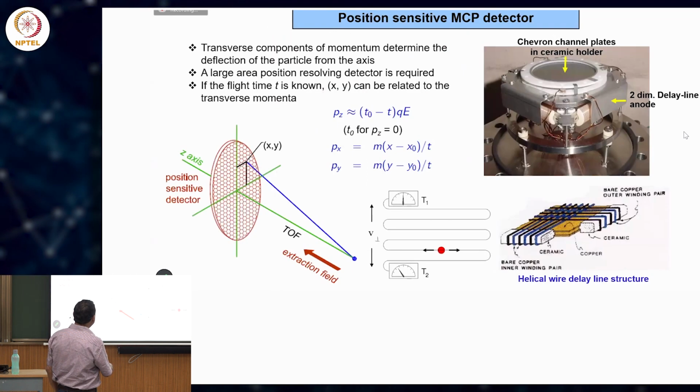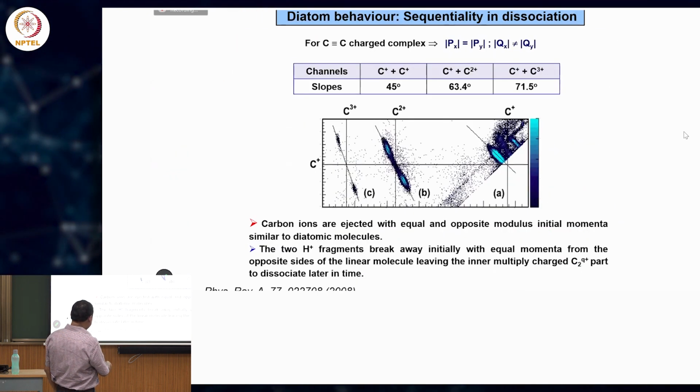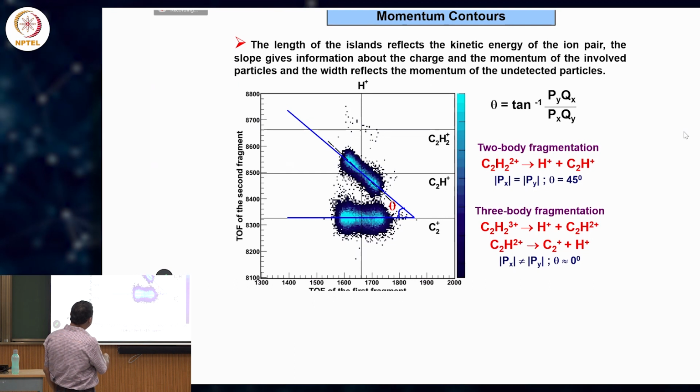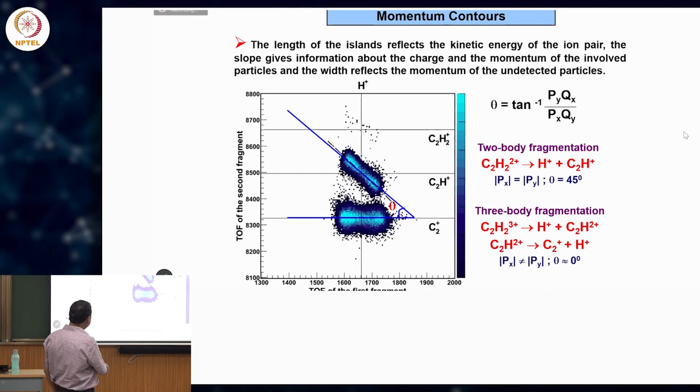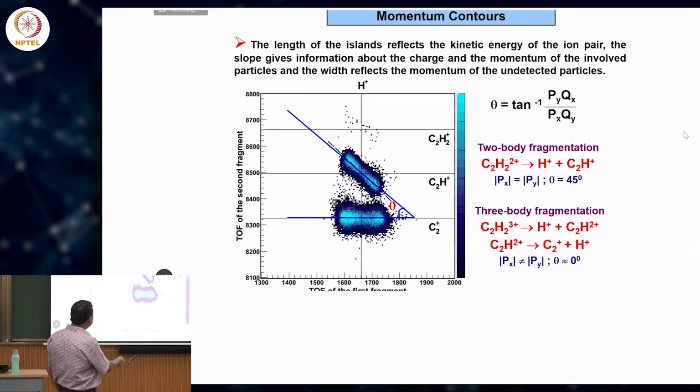Now you come back over here, and this also gives you a kinetic energy release. So there is a kinetic energy release on this side and a kinetic energy release on this part, because there are two fragments, H+ and C2H+.